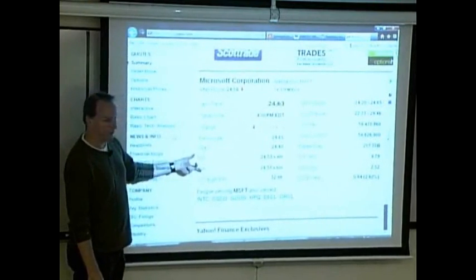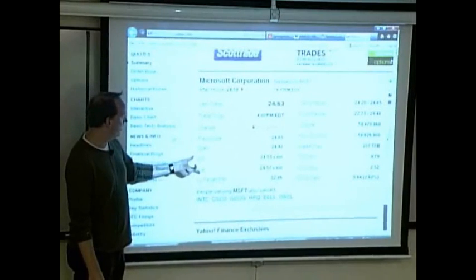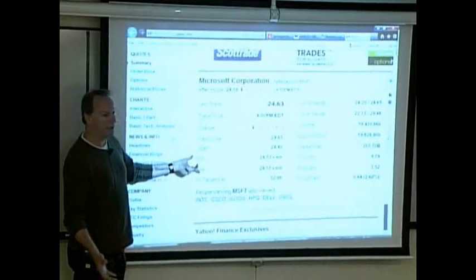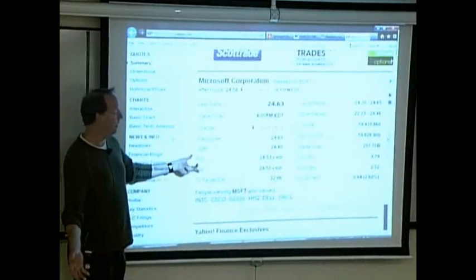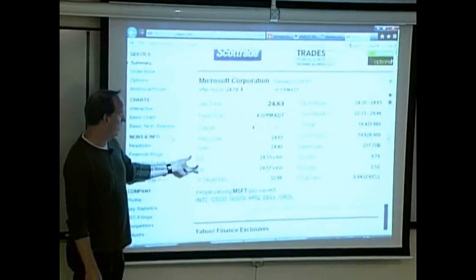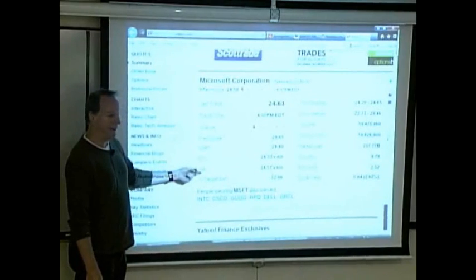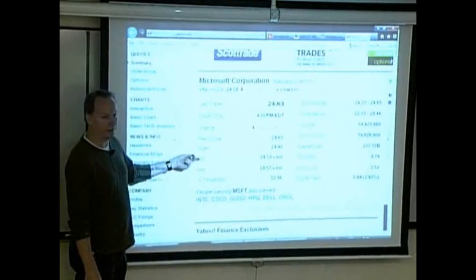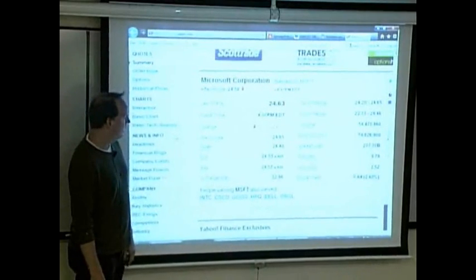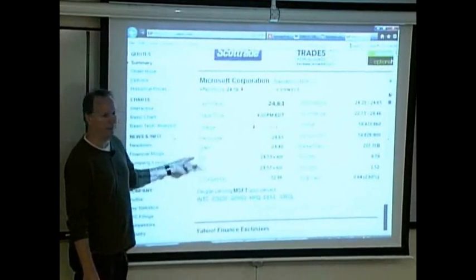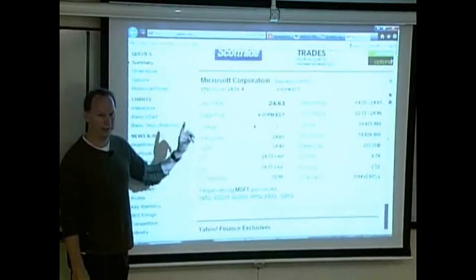Then you have something called bid and ask. There are dealers that hold an inventory in stock, and when you buy from the dealer, you buy at the ask price, and when you sell to the dealer, you sell at the bid price. And the bid-ask spread represents the profit to the dealer on a round-trip transaction.